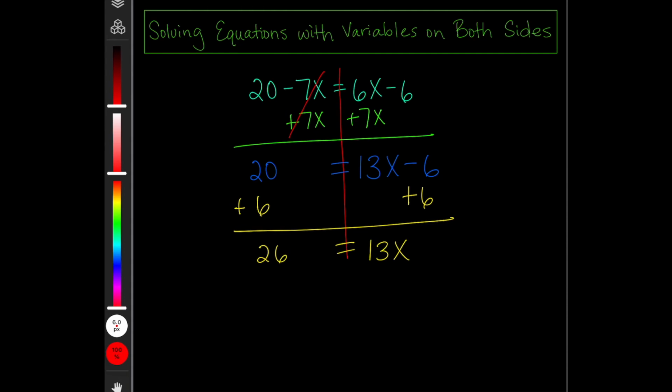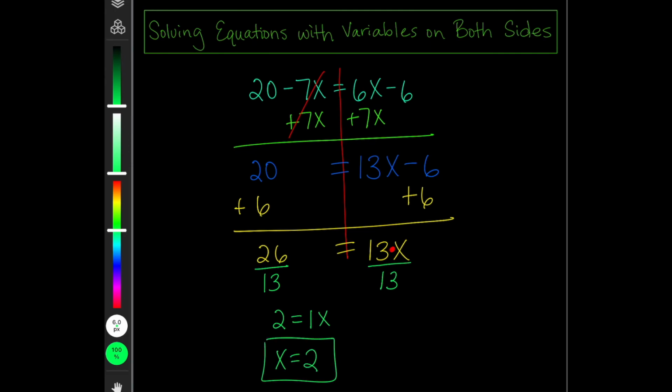To finish solving the equation, I notice that the 13 and the x are next to each other without a sign in between them, meaning that they are being multiplied together. And the opposite operation of multiplication is division, so I must divide both sides by 13. After performing the last operation, I get 2 equals 1x, better written as x equals 2.